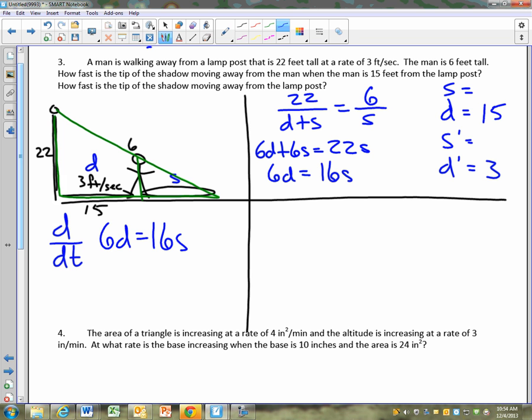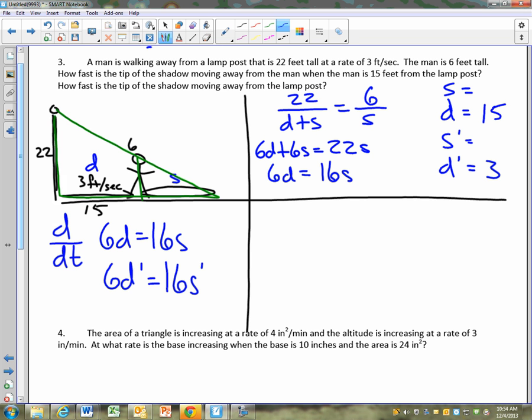What's the derivative of 6D? 6D prime. What's the derivative of 16S? 16S prime. Look at your derivative result. Does it matter what the current distance is? No. Does it matter what the current shadow length is? No. That does not matter in the problem. We didn't really know that until we took the derivative and saw that it doesn't come up. Does not come into play.